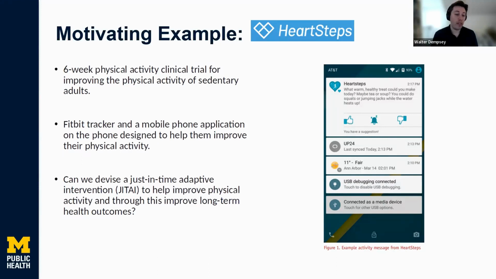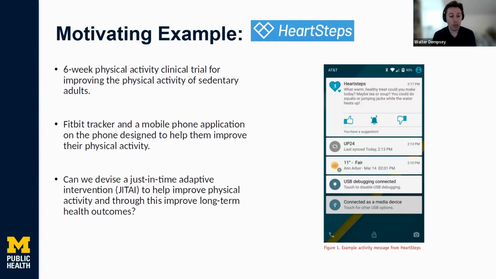These sedentary adults were given a Fitbit tracker and a mobile phone application to help improve physical activity. And the goal from a JITAI-building perspective was to build a just-in-time adaptive intervention that uses incoming data to improve physical activity and through this improve long-term health outcomes. So the distal outcome was health outcomes more generally. The proximal outcome was physical activity.